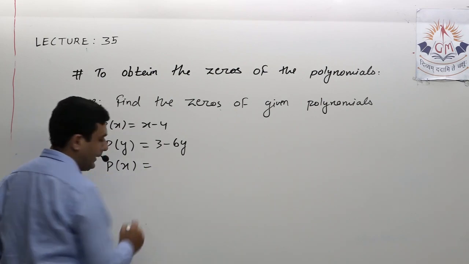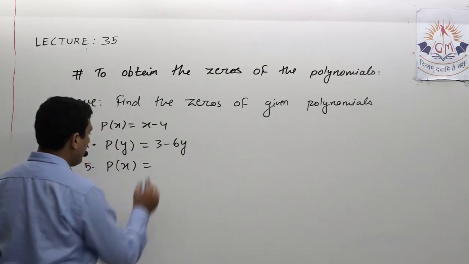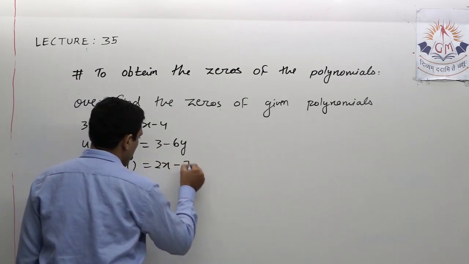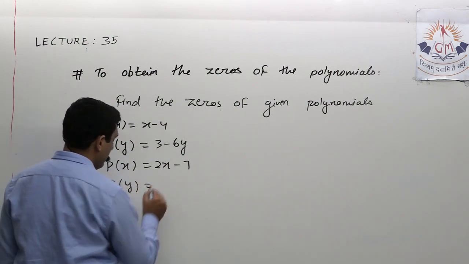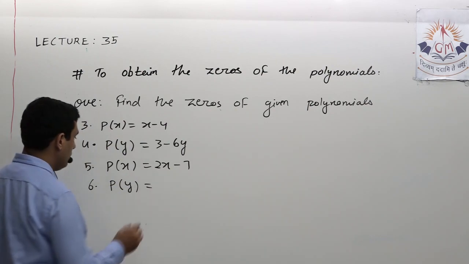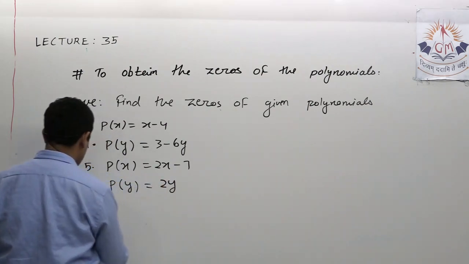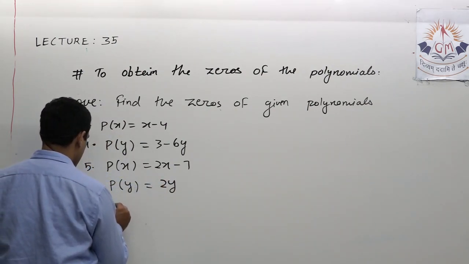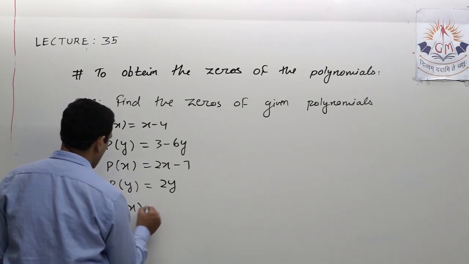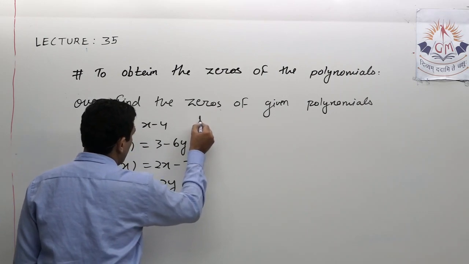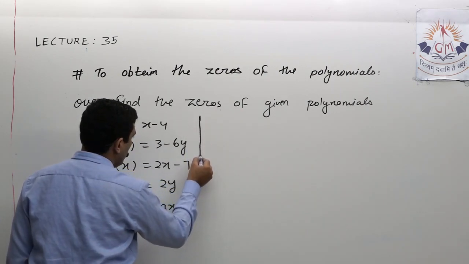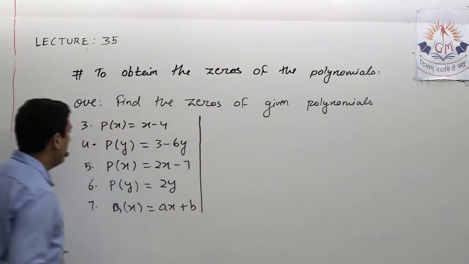Then p(x) is equal to 2x minus 7. P(y) is equal to 2y. q(x) is equal to ax plus b. Okay, so you have to find the zeros of all these polynomials. Let us see one by one.